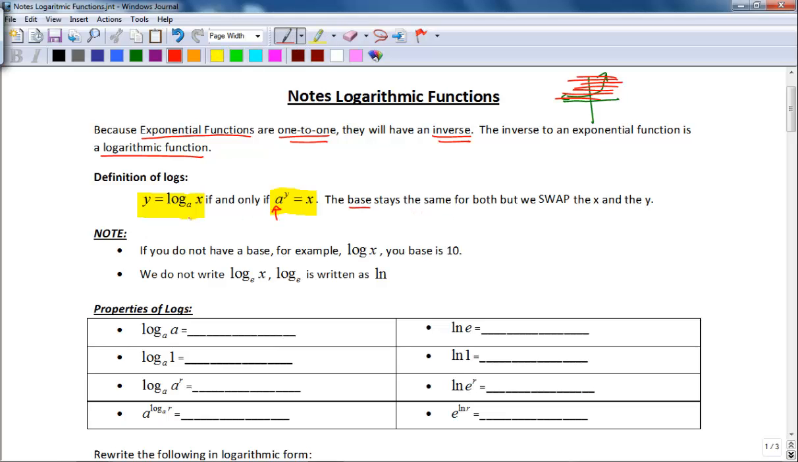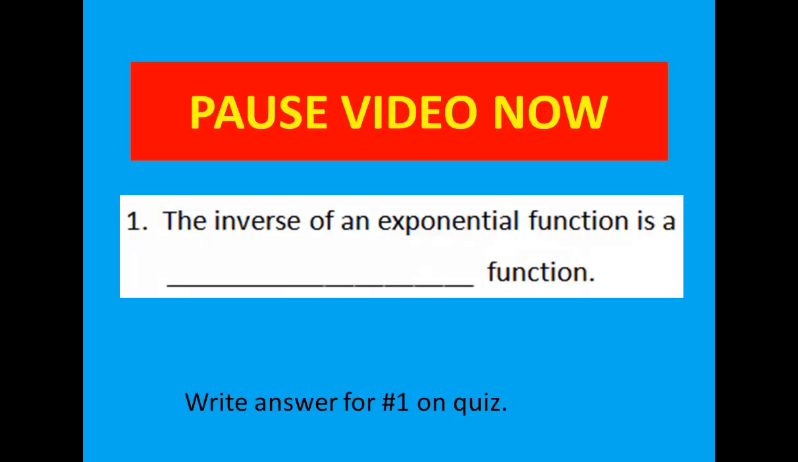Because this is considered a base and this is a base, but my x and y have been swapped. Here my x was with my a, now my y is with my a. Here we were equal to y, here we're equal to x for exponentials. So bases are the same, you swap your x's and your y's. Why do we do that? Well, remember, in order to find inverses, what did we have to do? We had to swap our x's and y's. So logarithmic functions are the inverses of exponentials.